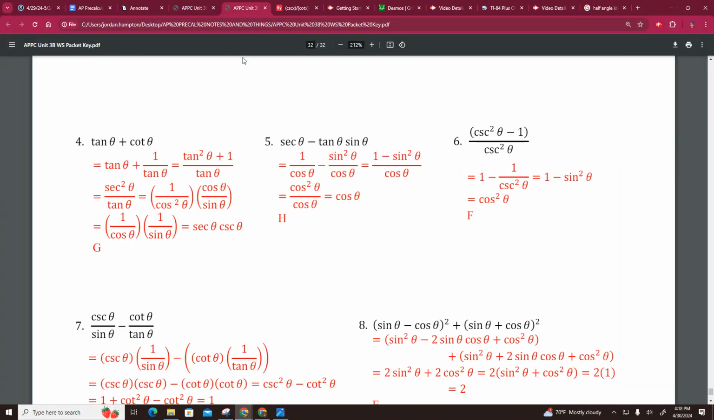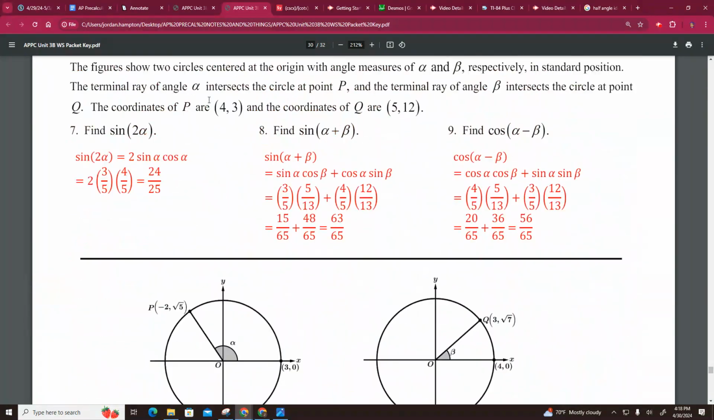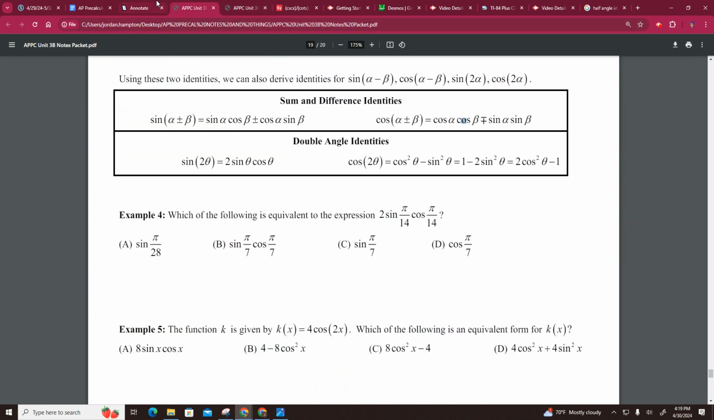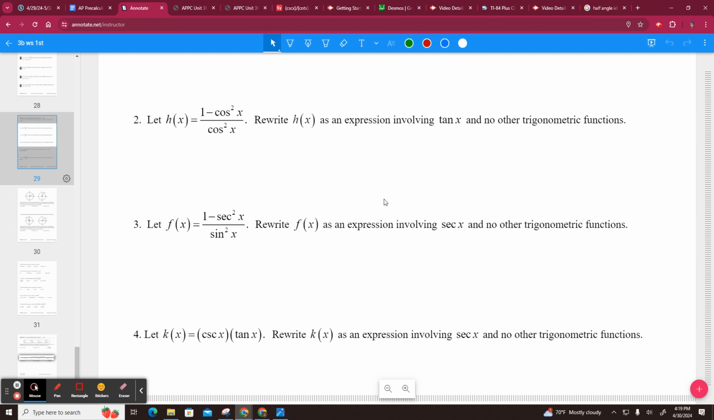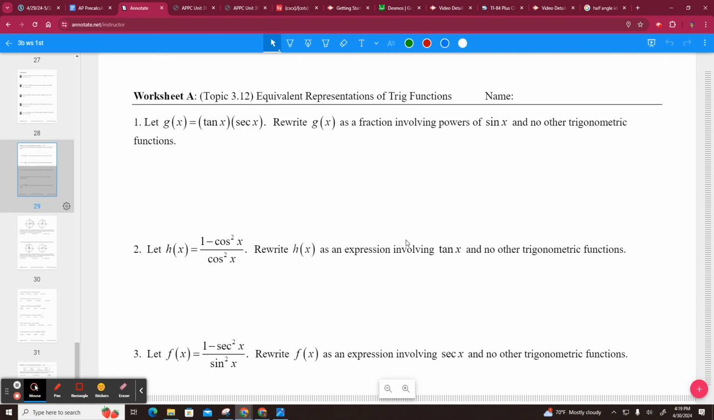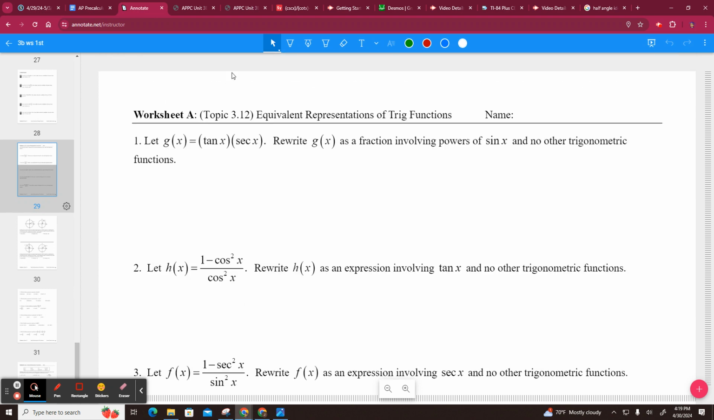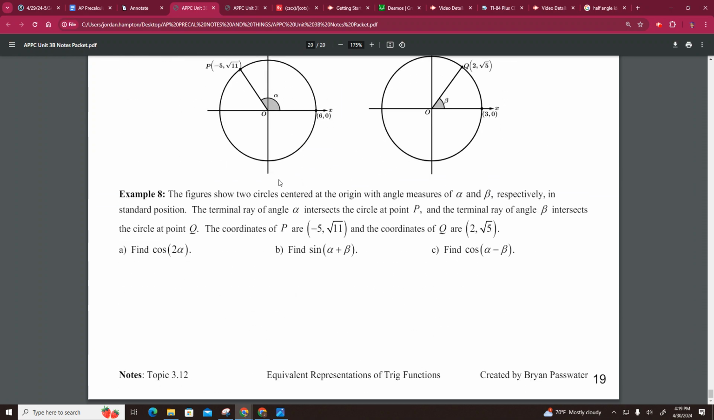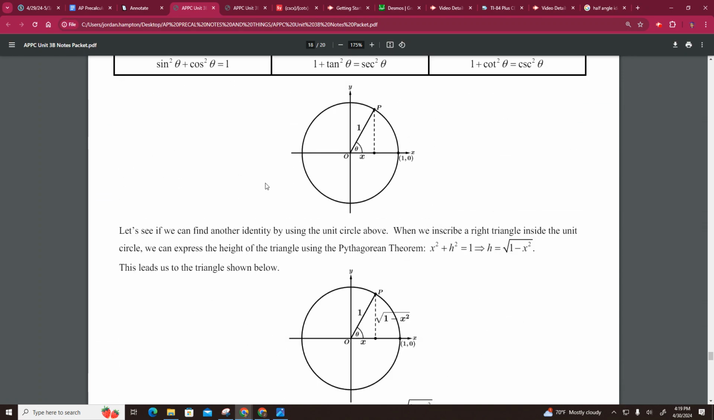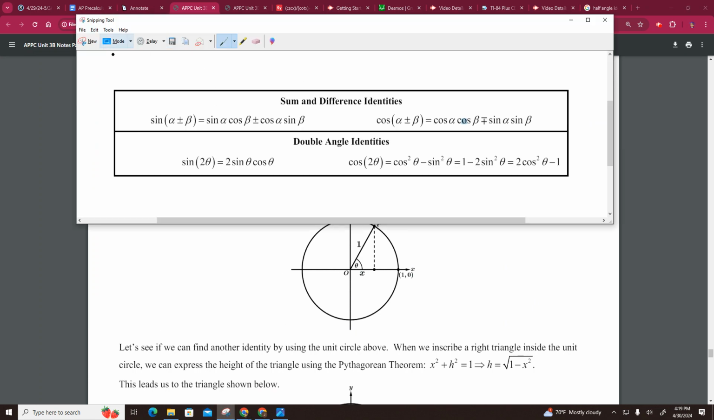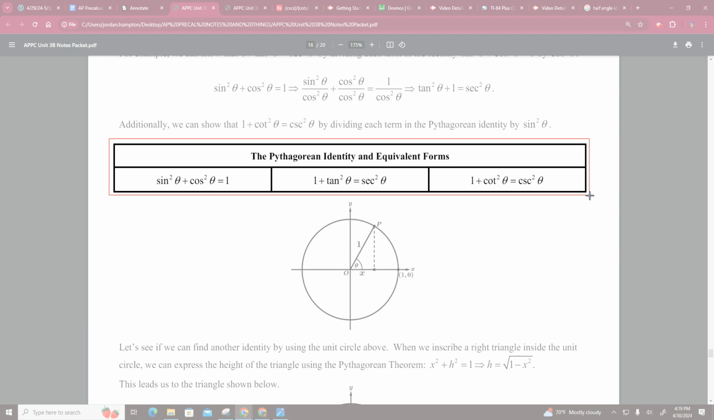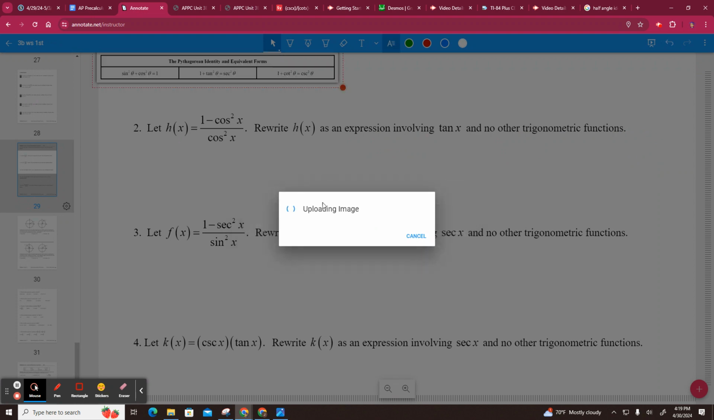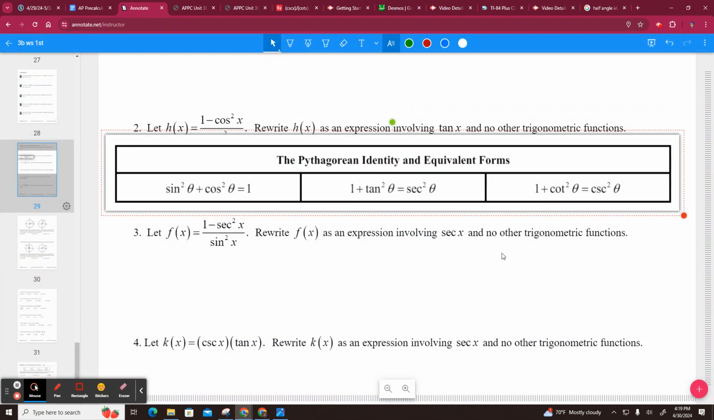So let's look at 3. I'm just looking through the answer key to see the difficulty level of some of them. No, let's do number 3. It wants it in terms of secant x and nothing else. So something that you're going to need to have access to is these Pythagorean identities here. So let me pull that back up so I can screenshot that. I'm just going to copy and paste this. This is where your cheat sheet comes into play.